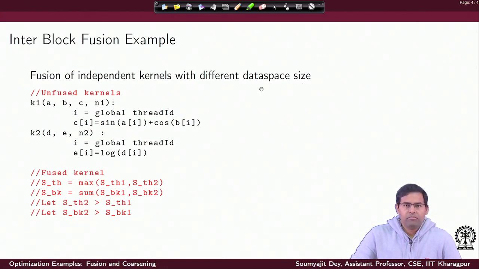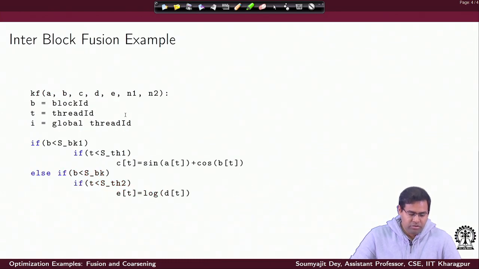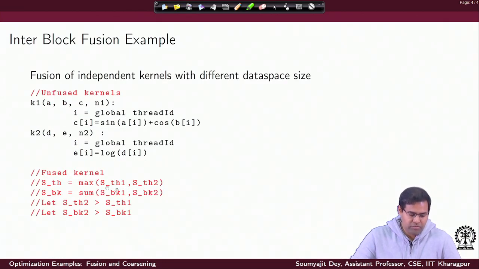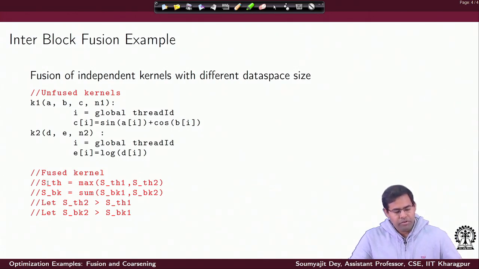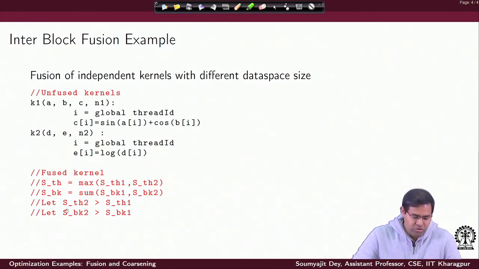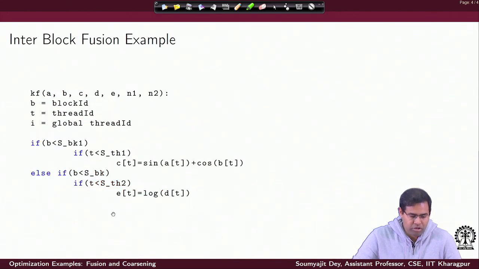If we look into the program example here, fusion of independent kernels we are considering here, the fusion style is inter-block fusion, but we are considering different data space sizes, right. So, these are my original unfused kernels. Of course, first we figure out what is the STH and SBK. STH is max and SBK is sum. We also have similar comments for the previous kernels, they are kind of repetitive, so I am just talking about them here where it is a bit more complicated. So, assume that STH2 is greater than STH1 and SBK2 is greater than SBK1. Of course, you have to write suitable programs for that.